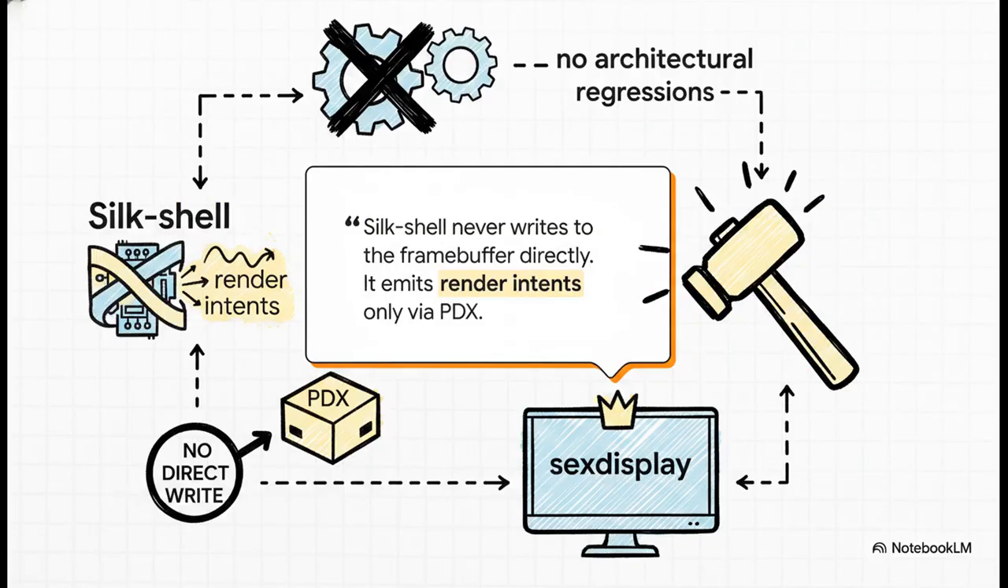I want to hammer home this exact, non-negotiable invariant straight from our SexOS Rust rules. Read it with me. Silk Shell never writes to the frame buffer directly. It emits render intents only via PDX. This is absolutely crucial to ensure no architectural regressions occur. SexDisplay is the sole owner of the frame buffer, guys. We must respect those server ownership boundaries at all times.